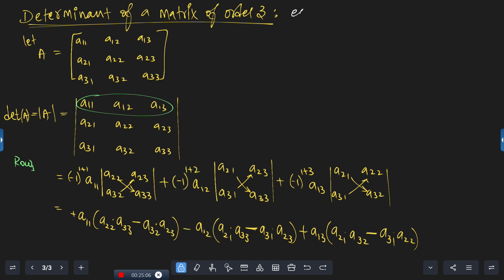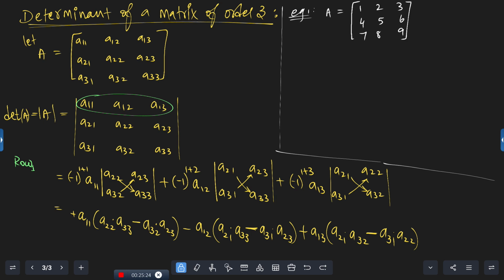Example I will give here. Down you write the example. Example number 1. So A is equal to 1, 2, 3, 4, 5, 6, 7, 8, 9. A normal 3 by 3 matrix I have taken.